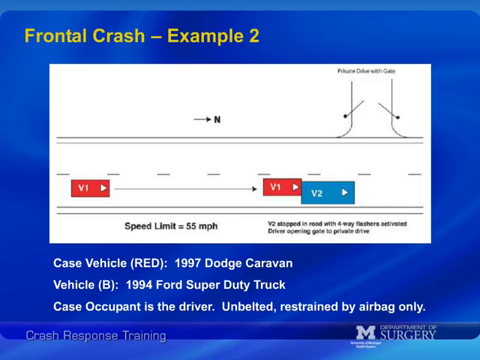Let's look at another example of a frontal crash. In this case, we're going to be talking about the occupants of a 1997 Dodge Caravan coming in from the left. They don't see a 1994 Super Duty truck stopped by the side of the road. The front of our vehicle strikes the rear of the vehicle in front. The case occupant is a driver who's unbelted and restrained only by the airbag.